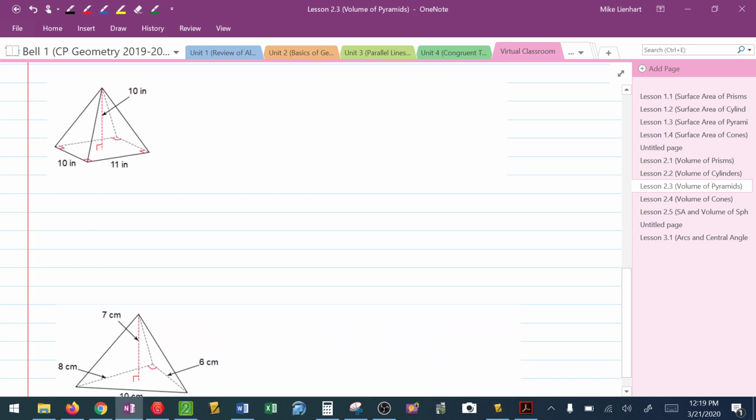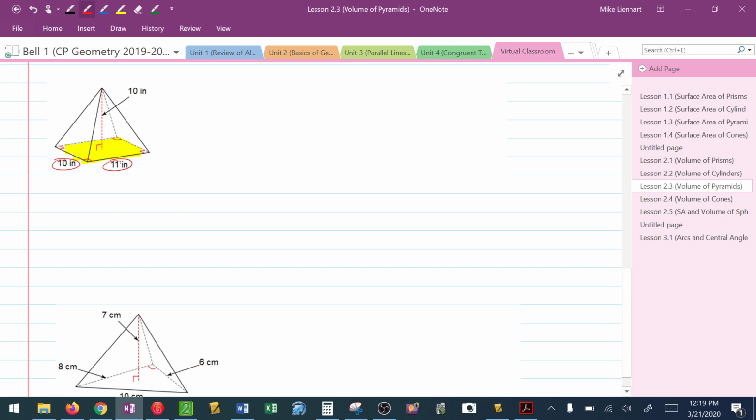Let's take a look at this one. All right, this one, a little bit different. Again, first identify the base. The base here is a rectangle this time. I know that because 10 and 11, they're not the same measurement, and it's a four-sided figure.